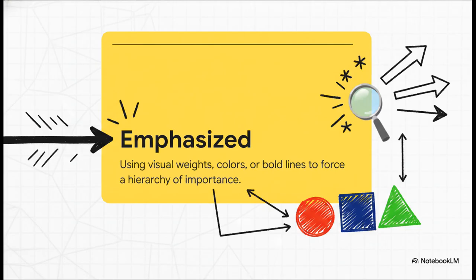And finally, E is for emphasized. This means using visual weights, distinct colors, or maybe some bold lines to force a hierarchy of importance among your concepts. Actively sitting there and deciding which concept is the main idea and which is just a supporting detail, that is quite literally one of the highest forms of active learning you can do.